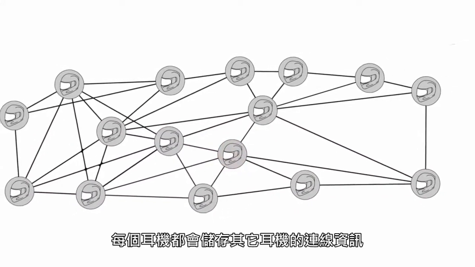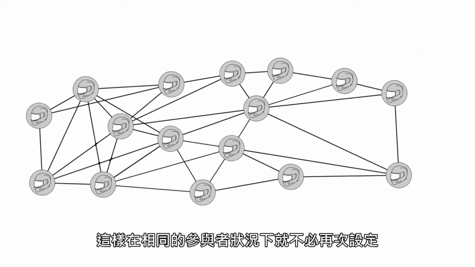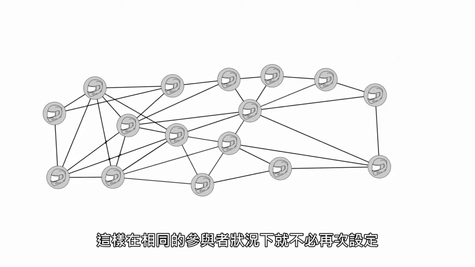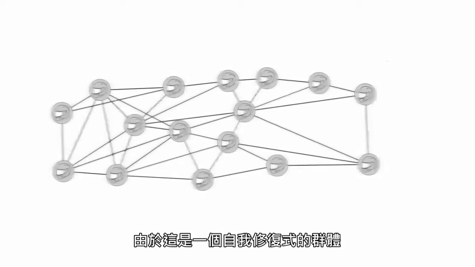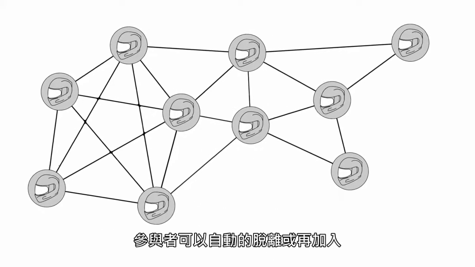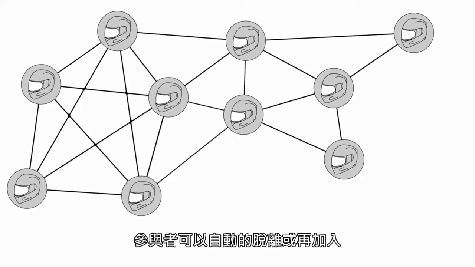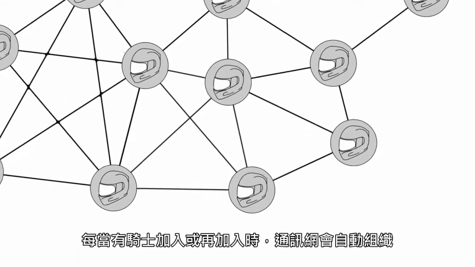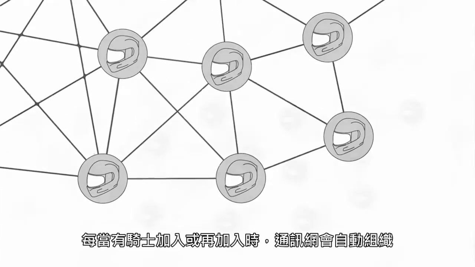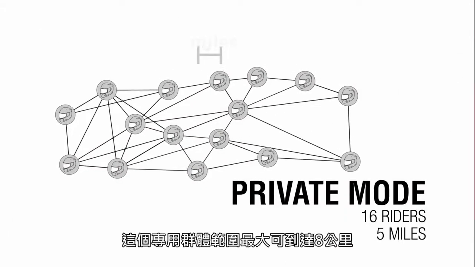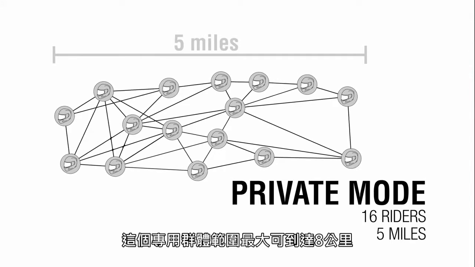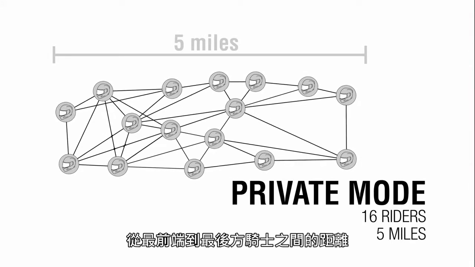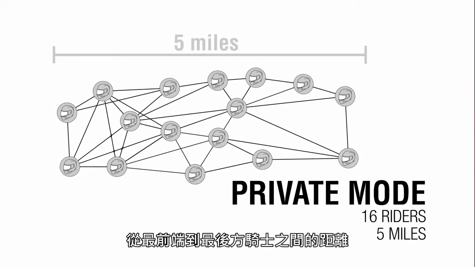Each headset will store the connection information of others, so the mesh doesn't need to be set up again with the same participants. Being that it is a self-healing group, participants can leave and rejoin automatically. The mesh is self-organizing, and each time a rider joins or rejoins, it will automatically reorganize. This private group can actually span over a distance of up to 5 miles, that is from the person in the very front to the person in the very back.